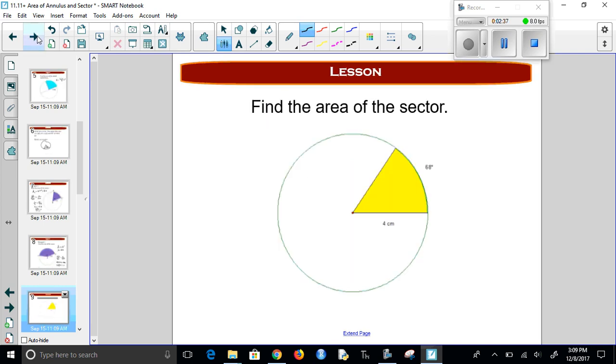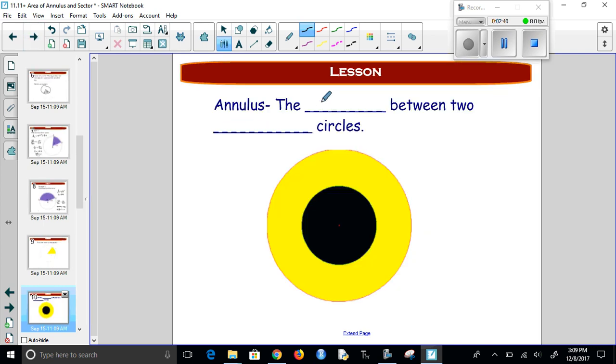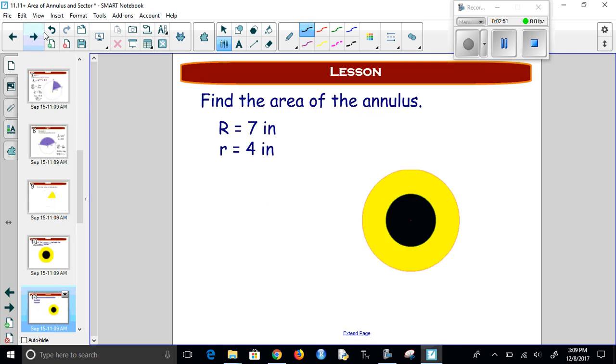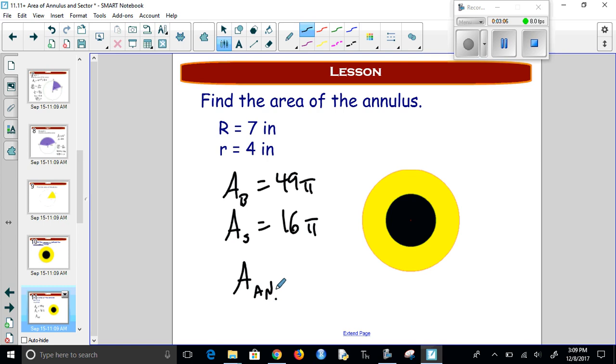All right. Now let's skip that one and move to annulus. The annulus is the area between two concentric circles. Remember, concentric are circles with the same center. So this yellow part here we consider the annulus. Now if I want to find the area, I find the area of the big, pi times 7 squared, that's 49 pi. And then I'll take the area of the small, pi times 4 squared, that's 16 pi. And the area of the annulus, we just subtract those. That'll be 33. Pi is kind of treated like a variable in addition and subtraction, so it's just 33 pi inches squared.